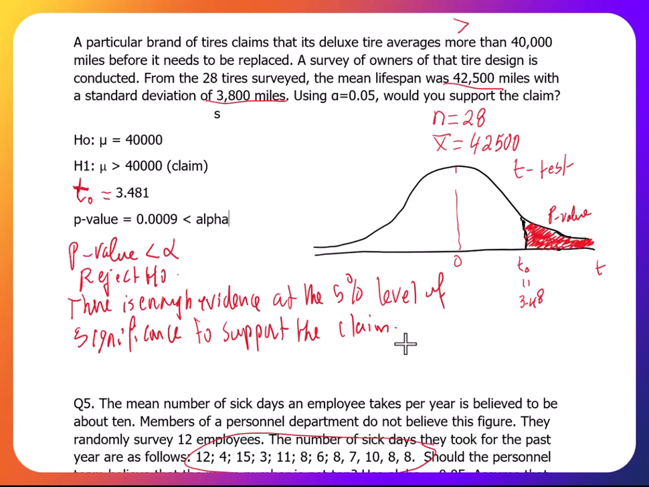Two, since the claim, guys, is in H1, you use the word support, period. There is enough evidence at the 5% level of significance to support the claim that, and you need to write the rest of the claim. I didn't write it down just to save time, that its deluxe tire averages more than 40,000 miles before it needs to be replaced. Next question.